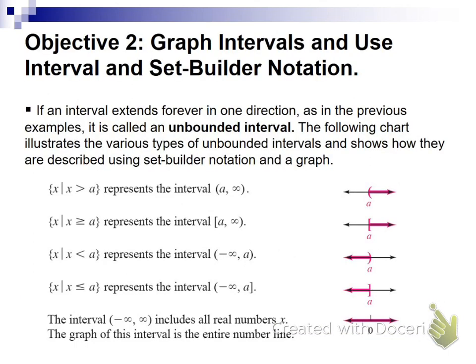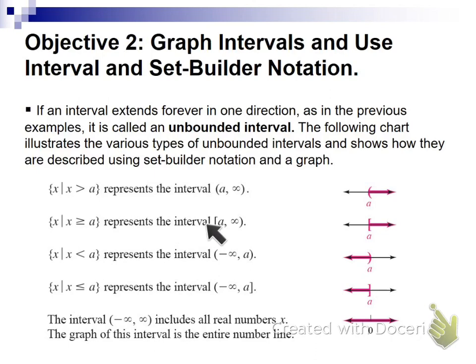Our second objective is to talk about graphing intervals. So, look at this now. If an interval extends forever in one direction, it is called an unbounded interval. The following chart illustrates the various types of unbounded intervals and shows how they are described using set builder notation and a graph. So this is saying for all values of x greater than a, we write it in interval notation. Notice this, a to infinity. And instead of an open circle, I use a parenthesis.